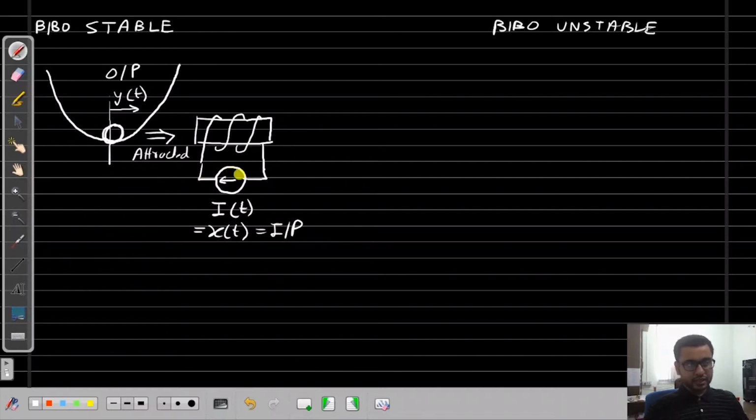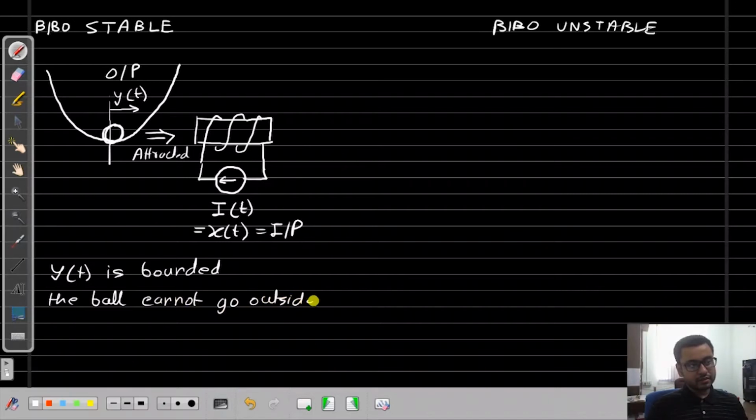Now you notice that if you give a finite amount of current, no matter how large that value is, this ball can never go towards the right unboundedly. It will always stay inside this bowl. So y(t) is bounded, because the ball cannot go outside the bowl.